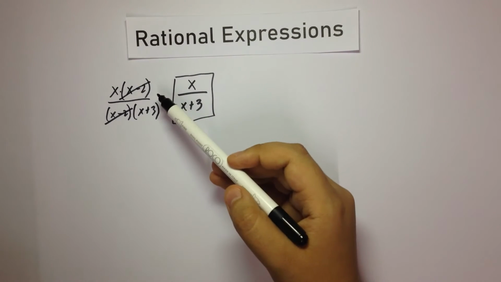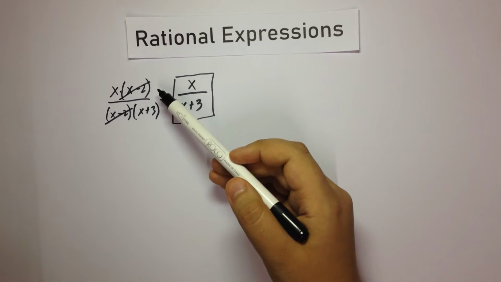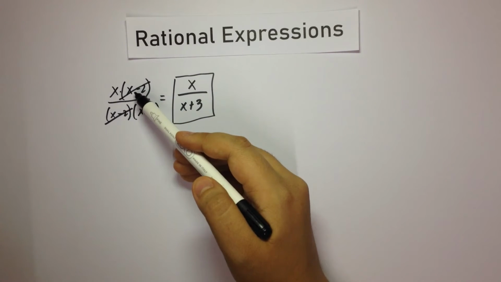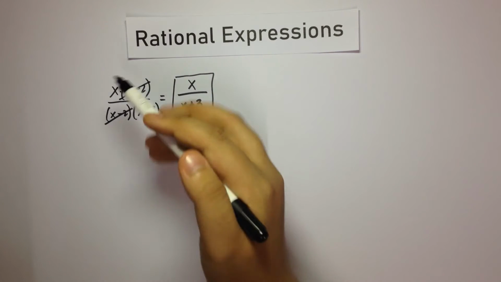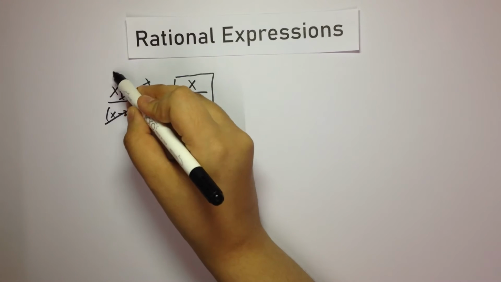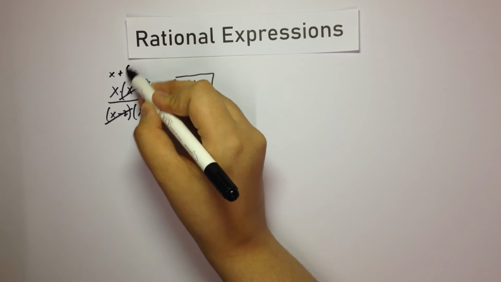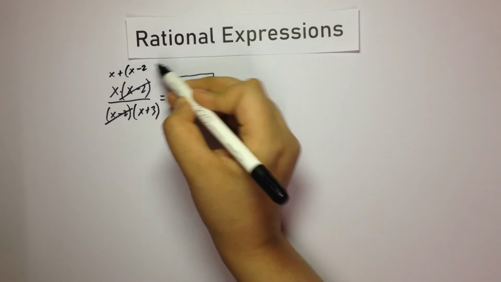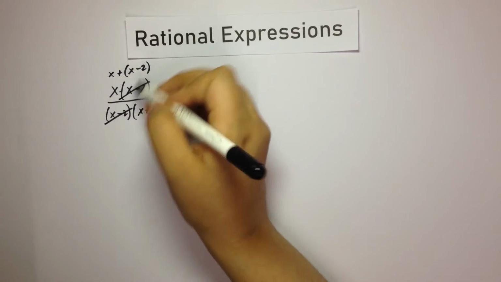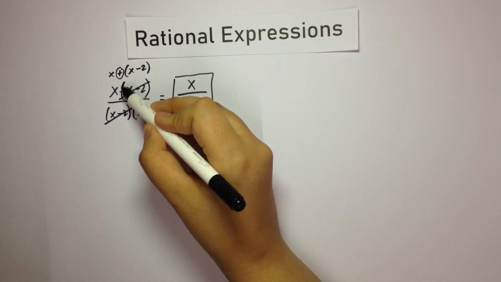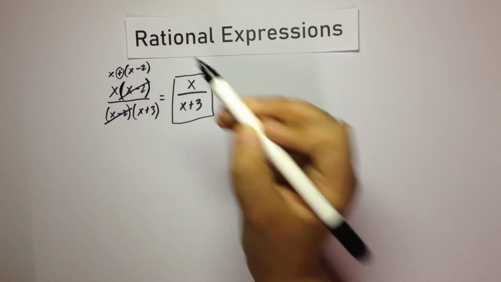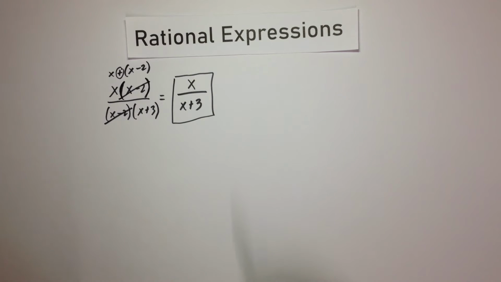One thing you have to keep in mind is that you cannot cancel unless the term is being multiplied by another term. For example, if we have x plus (x minus 2) over here, you cannot cancel it since it's addition. But over here, it's multiplication, which means you can cancel it.